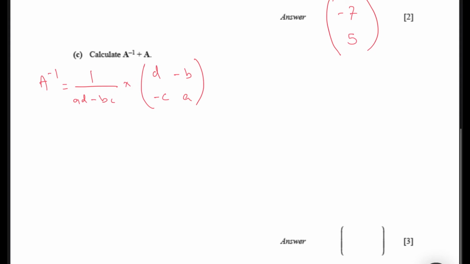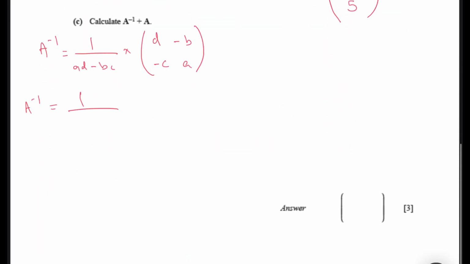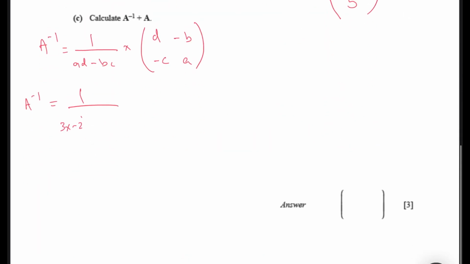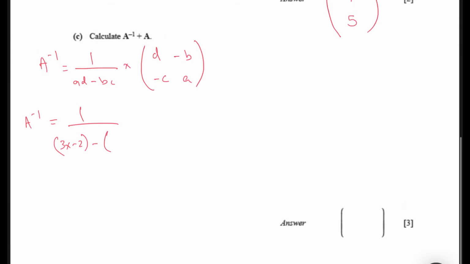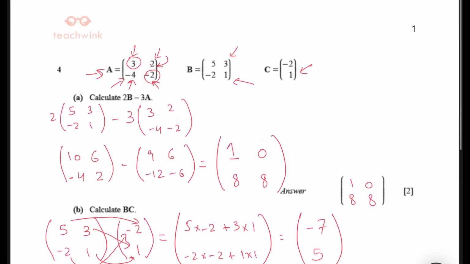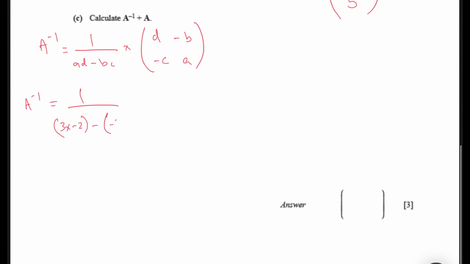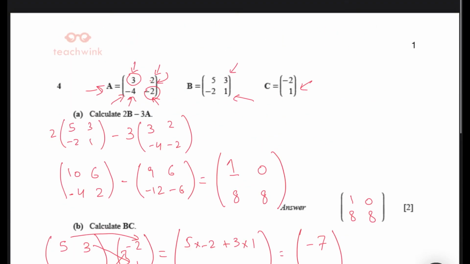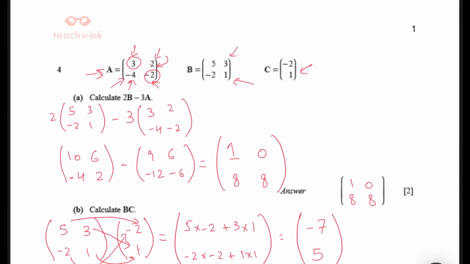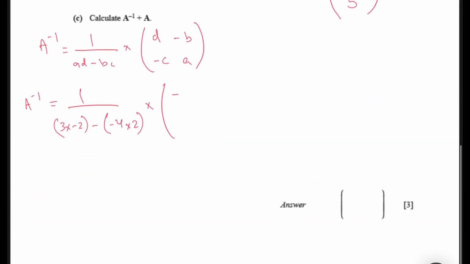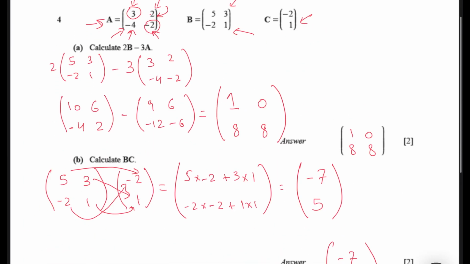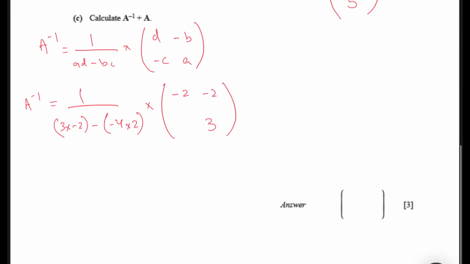So let's write that down first. The inverse of A, 1 over AD. AD was 3 times negative 2. So you do 3 times negative 2 minus BC was negative 4 times 2. So you do negative 4 times 2. Okay, and this is being multiplied by this matrix. So A becomes D, D becomes A. So you write negative 2 here and 3 goes over there. And then B and C become negative. So it's going to be negative 2 and positive 4.